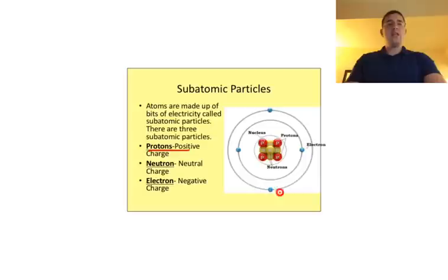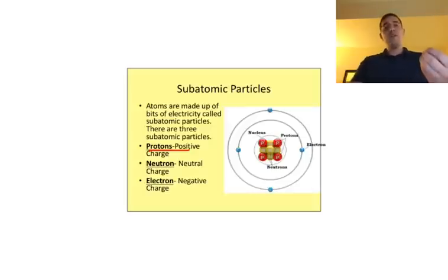In the orbital section, you're always going to find the electrons. The electrons orbit around the nucleus. What you need to remember from this slide is that protons have a positive charge, neutrons have a neutral charge, and electrons have a negative charge.